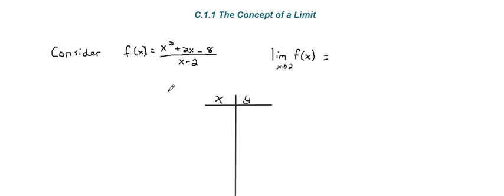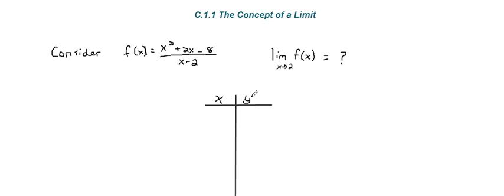Let's first start out by looking at this rational function f of x equals x squared plus 2x minus 8, all over x minus 2, and what we're going to do is attempt to evaluate a limit as x approaches 2. Now think of a limit as approaching but not quite equaling. Okay, so that's our goal right now. What is the limit of that function as we get close to 2?